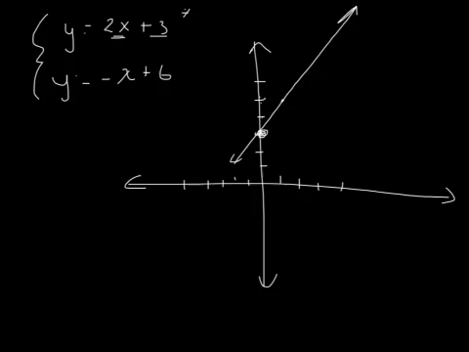And if I wanted to graph the second equation, well, now we've got a y-intercept of 6, and it has a slope of negative 1, so we're going to go down 1 over 1, and we get some line that looks like this.